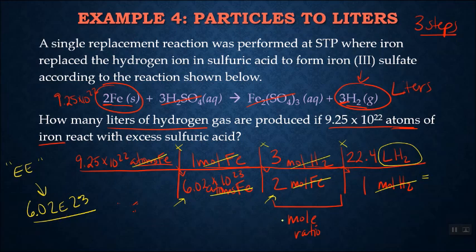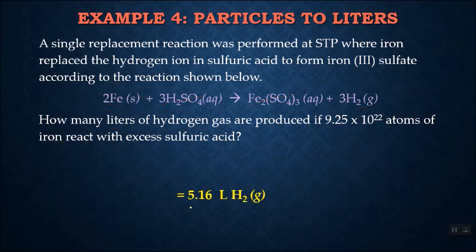But when we calculate this, we end up with 3 significant figures again. Multiply it out, divide by, and you should have gotten the 5.16 liters of hydrogen gas. That would be the correct answer with the correct number of sig figs. Here is our unit, and here is our substance.